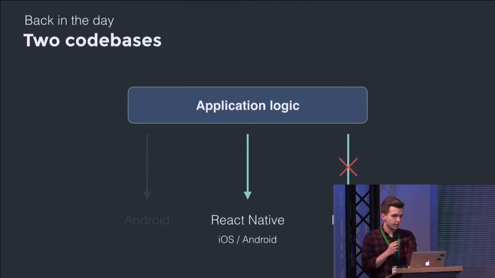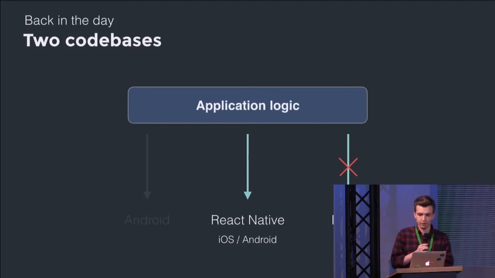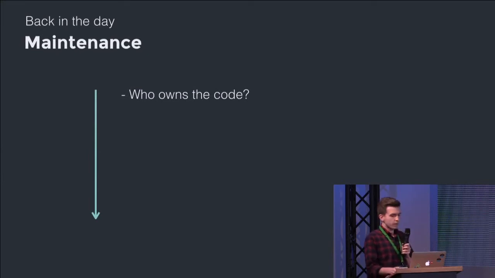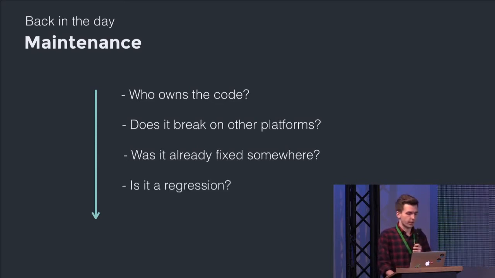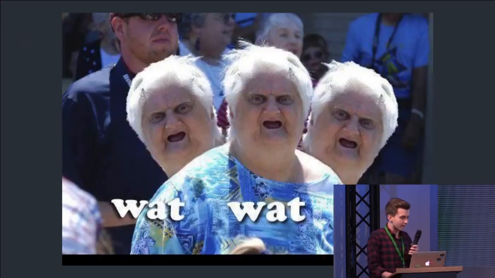And if there is a bug in React code, everything is super simple because it's JavaScript, and all you have to do is answer a couple of questions, like who owns the code, because you don't know who created the code, who's the author, whether you should fix it locally or push it to another repository. Does it break on other platforms? We are not sure because you own only a specific part of the app. Was it already fixed somewhere, or is it a regression? And these questions just add up as you keep on with product development, and by the end of the day, all you want to say is, what?